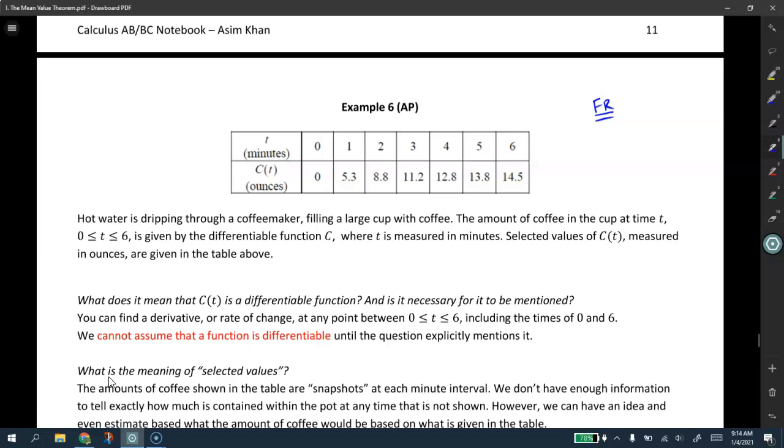All right, so in example number 6, you have a table of values. This is something that we've discussed before, but in a different lesson. So notice that you have some times that are given to you, basically 0 through 6 minutes. And then you have a function called C of t that's measured in ounces. We eventually will learn that that's really just the amount of coffee falling in through a coffee maker. And the number of ounces is basically increasing as we go along in this function.